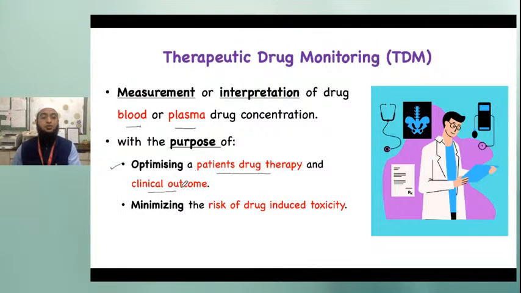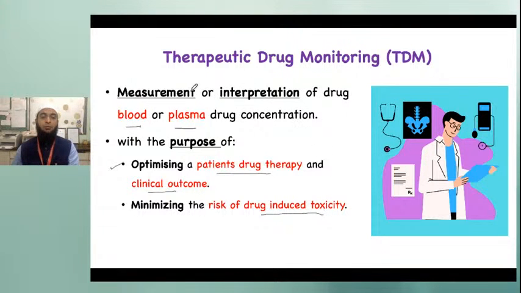The second purpose is to minimize the risk of drug induced toxicity. There are a few drugs like digoxin, phenytoin, and warfarin which have a very narrow therapeutic index, and in such cases a slight increase in the concentration of the drug may produce a toxic effect. So if on time you can measure the plasma drug concentration, you can predict whether it is in the steady state plasma concentration range. If that is the case, then don't increase the dose. If you increase the dose, it may increase the risk of drug induced toxicity.